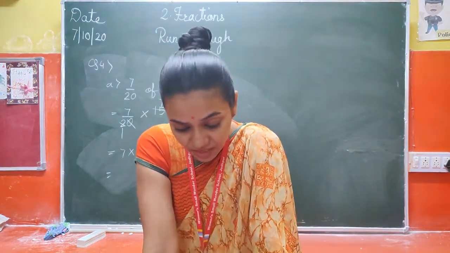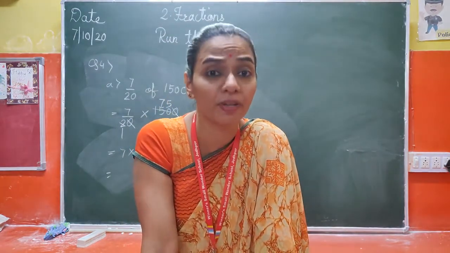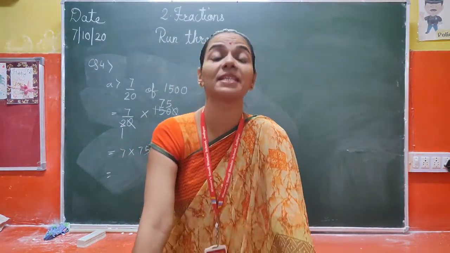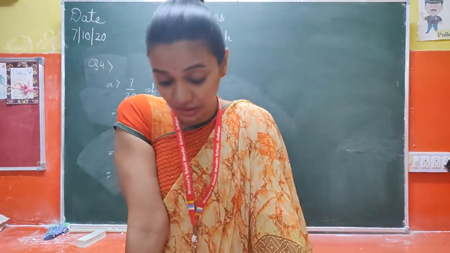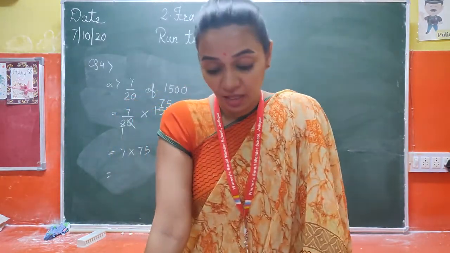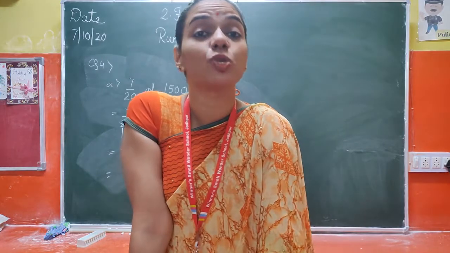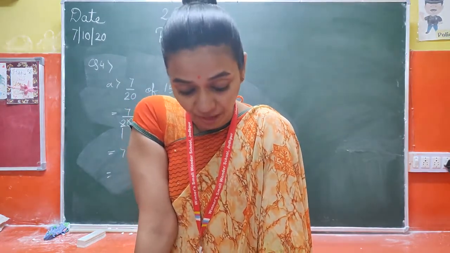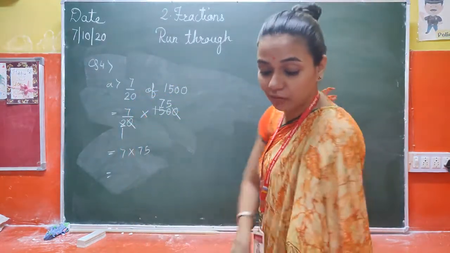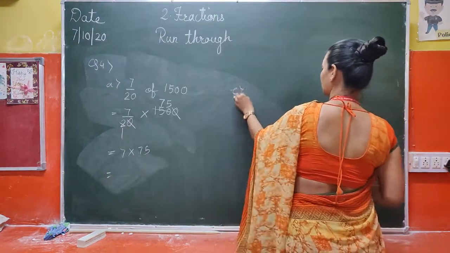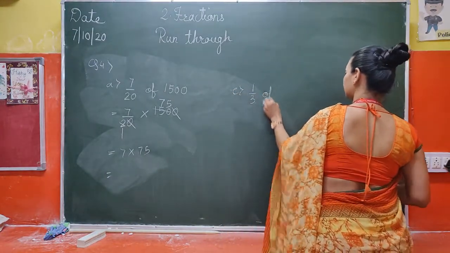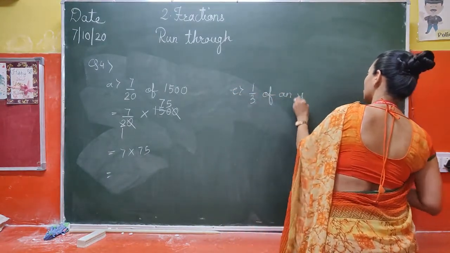Now, similarly, you can find out 2 by 25 of a meter. 1 meter is equal to 100 centimeters. Again, 2 by 3rd of an hour is 2 by 3rd of 60 minutes. You can find that out. And so I'll do E for you. That is 1/3 of a year. A year means 1 year.